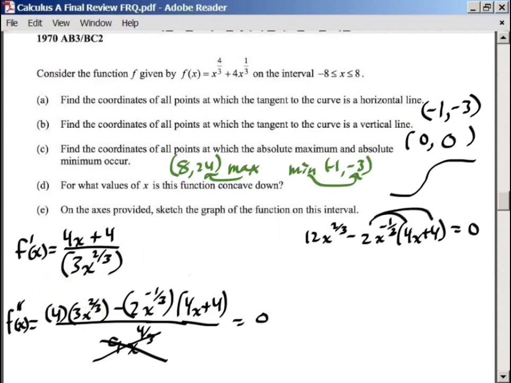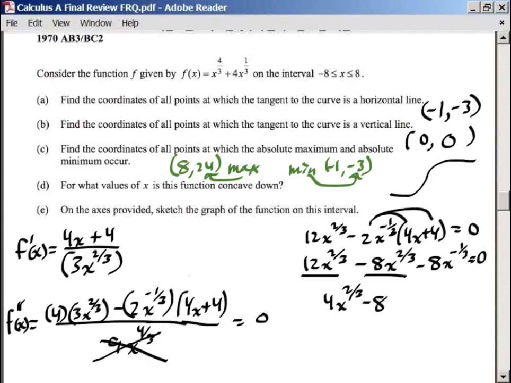I should have distributed this at the same time as well. So I have 12x to the 2 over 3. We have minus 8x to the 2 over 3. And then minus 8x to the negative 1/3, equals 0. Now a little simplifying, we have two common terms, so that's going to be 4x to the 2 over 3 minus 8x to the negative 1/3 equals 0.